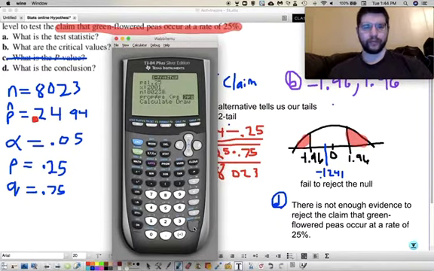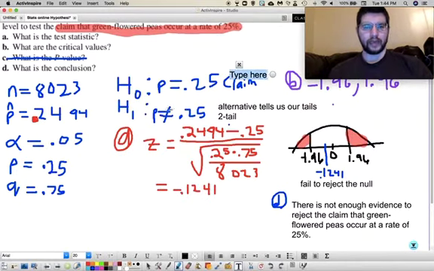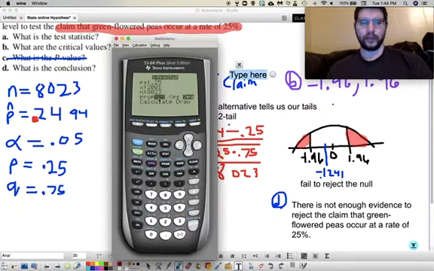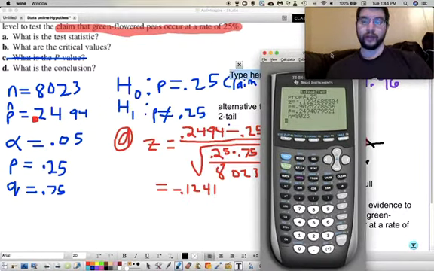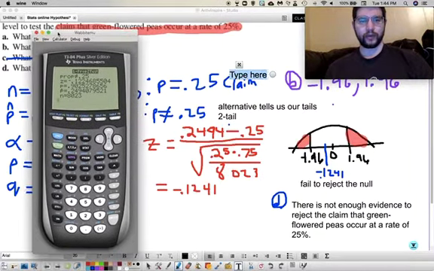8,023, I think. Yeah. Now, look at our alternative. Not equal to. That tells us what we're dealing with here. We always use our alternatives to look at our tails. And we get negative 0.1225 for our test statistic. Very close. Again, doesn't matter to me which way you do it.